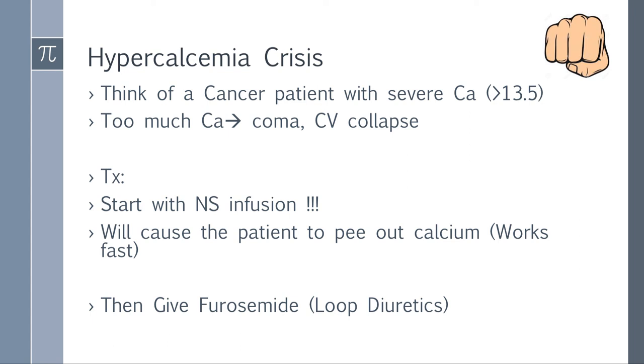So what do you do? The first thing you do, you give a bolus of normal saline. What is that going to cause? You've got to pee out the calcium. Your kidneys are just going to dilute it, and when you make urine, you put a lot of electrolytes in it. So you've got to pee out calcium. And then once it starts working, you could give the patient furosemide, loop diuretics. Remember, loop diuretics are not calcium sparing, unlike the thiazides. So the loop diuretics will cause you to pee it out.